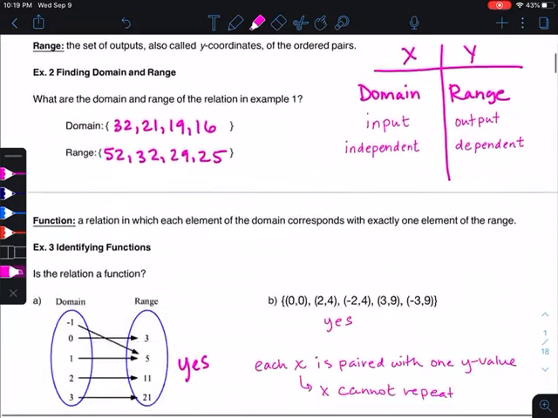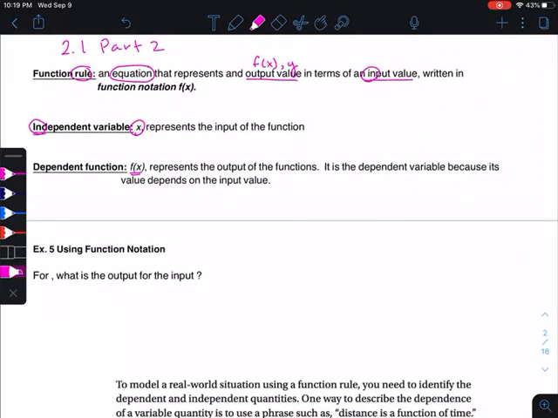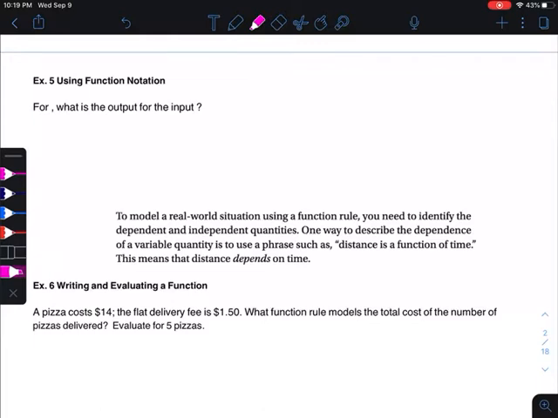So, all right, we added a couple things onto our list. They also call the dependent variable f of x. F of x, that is what that function notation is. That is what they talk about with the function rule, the function notation. Again, you would have learned about that in Algebra 1.